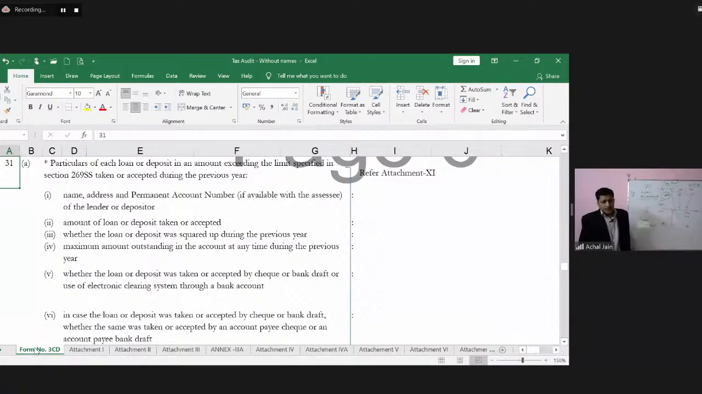Now if we move on to the next requirement, I would say this next requirement is all about certain advances which are taken or given by the assessee. It's also about certain loans or deposits which are given or taken by the assessee.